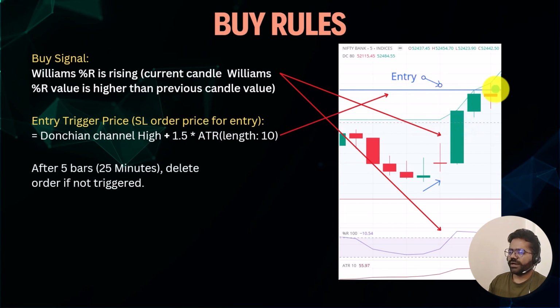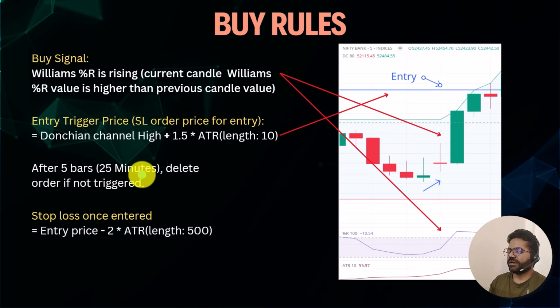Once we get our entry price, we place the entry order in our broker terminal. If it is not triggered, we will delete it after 5 candles, which is nothing but 25 minutes in this 5-minute time frame. But if the order gets triggered, then we place our stop loss, and the stop loss formula is entry price minus 2 times of ATR. If the stop loss is not hit, we will square off at 3:15.